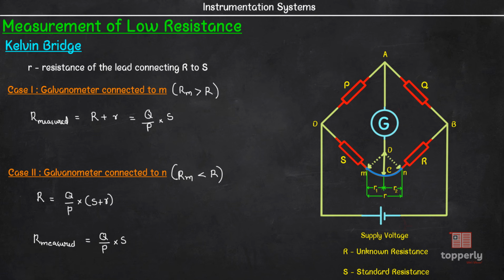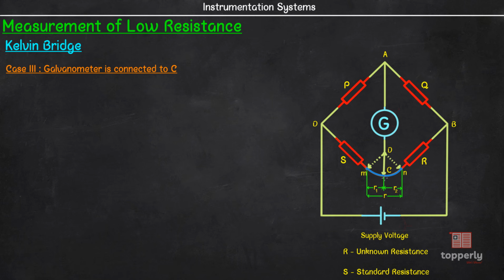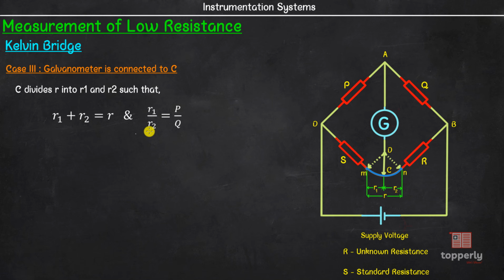Now let's connect it to some intermediate point C. This point C is chosen in such a way that it divides the lead resistance r into R1 and R2 such that R1 plus R2 is equal to r and R1 by R2 is equal to P by Q. If this condition is met, then the presence of lead resistance r does not cause any error.